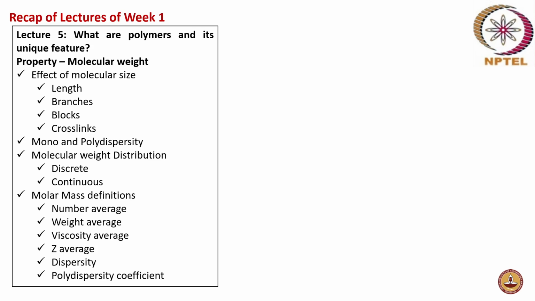And then the property molecular weight, which is very important in terms of polymers, because they are large molecules and their molecular size plays a very important role. And then the effect of molecular size, length, branches, blocks in the case of copolymers, or if you have a polymer blend, right? And then cross links for a cross linked polymeric system, and what is monodisperse and polydisperse. So these were all given.